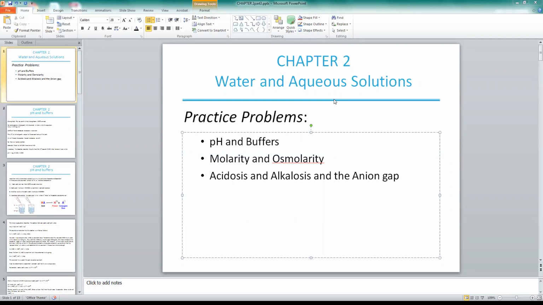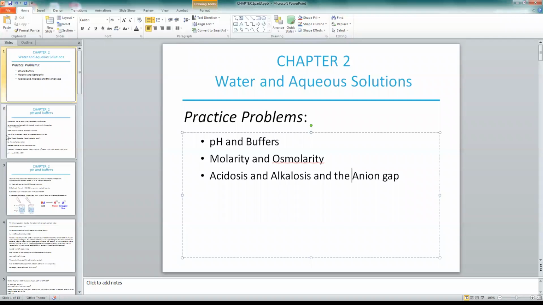Okay, so we're going to take a look at some practice problems that have direct connection to some of the concepts that we've talked through during the last two sessions. One of the first ones that we're going to look at are pH and buffers and some of the calculations that are involved there. And then we're going to explore molarity and osmolarity. And then we're going to wrap up with a look at acidosis, alkalosis, and the anion gap.